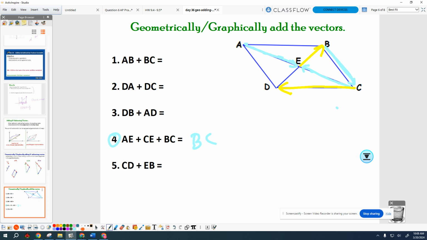So no, the yellow ones aren't added correctly at all. So can I move something so it is correctly added? Yes, it's AE. I need to move the starting point of the arrow to the end, so D. So it makes it DE.